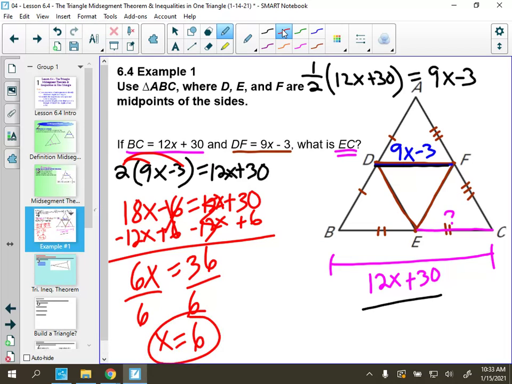Now that wasn't the answer. That's not what I was going for. It didn't say, solve for x. A little bit of a follow-up here. How am I going to figure out what EC is? So even this one, there's a couple of different options as far as how we want to do this.